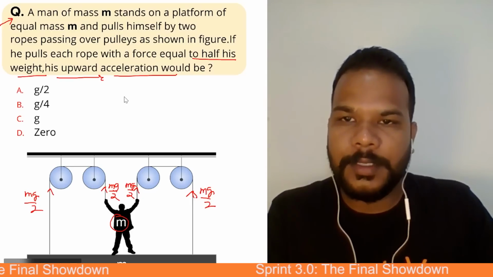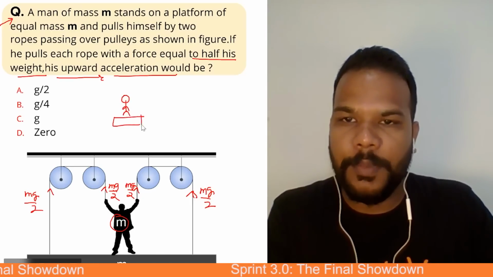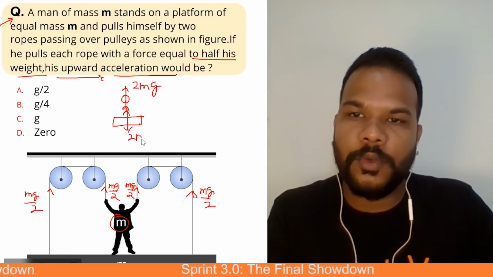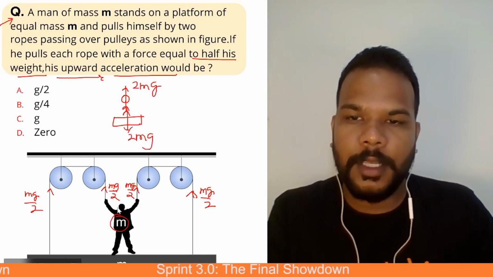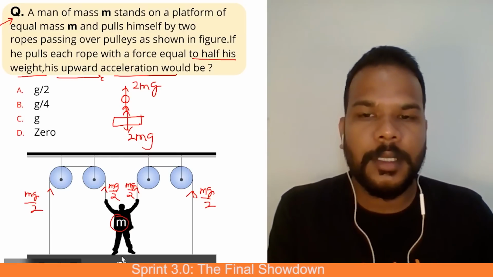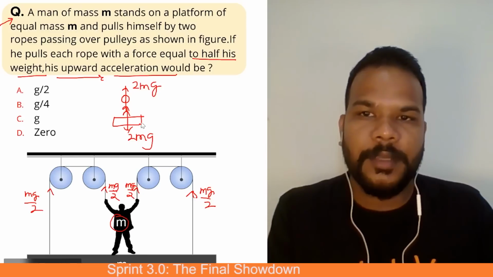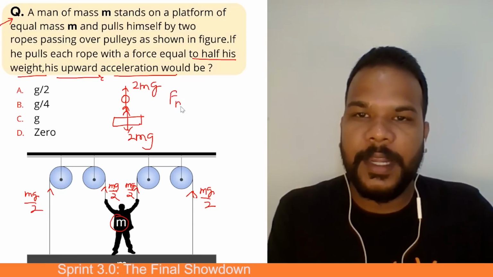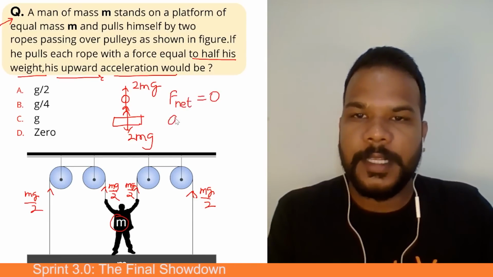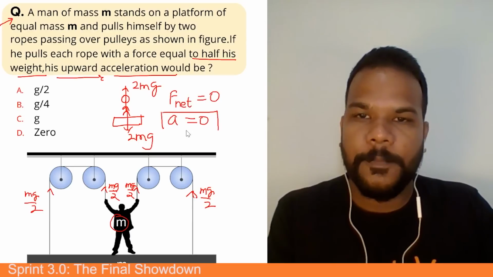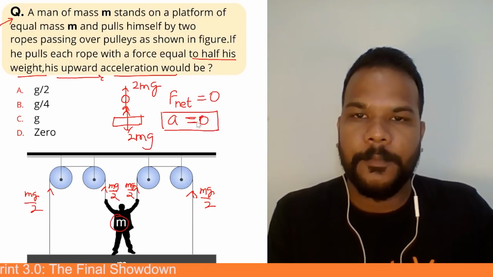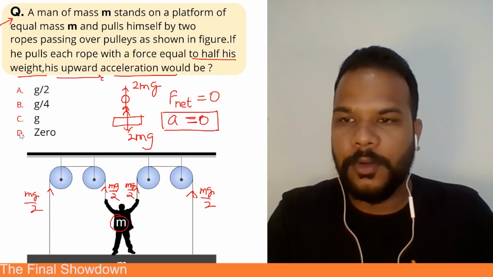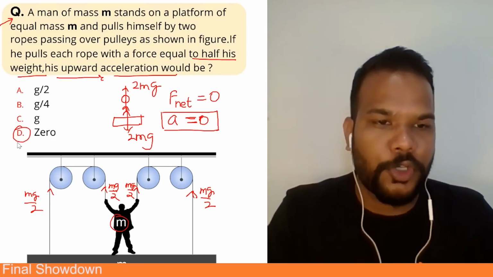That means if we consider the total system, platform plus person, the total upward force is 2mg and the total downward force is 2mg, because mg is the weight of the person and mg is the weight of the platform also. Which simply means, guys, if we want to find the acceleration, the net force here is 0, which means the acceleration will come out to be 0. Because the net force acting on the system, on the person and the platform, is 0. That's why the correct answer is going to be option D.